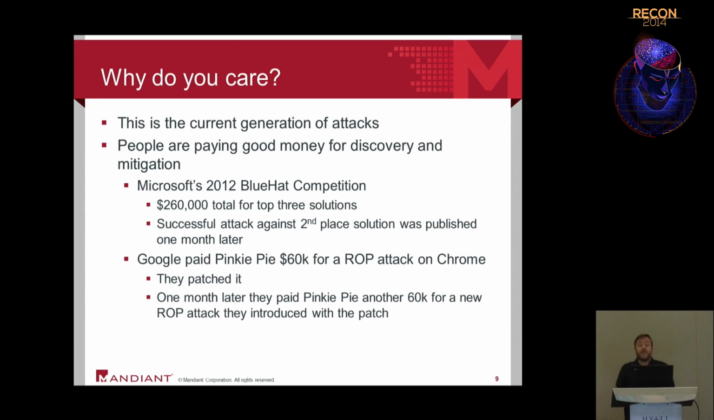So why do you care? There's a bunch of people interested in this right now. A lot of people throwing a lot of money at mitigation techniques. Microsoft's Blue Hat that they do every year, they were spending more than $250,000 on mitigation techniques. And then there's a great story about a hacker named Pinkie Pie who found a ROP attack inside of Chrome, told Google about it. They paid him 60 grand. They patched it. Then he found another one inside of their patch, and he got another 60 grand out of them. So there's a lot of money in this.